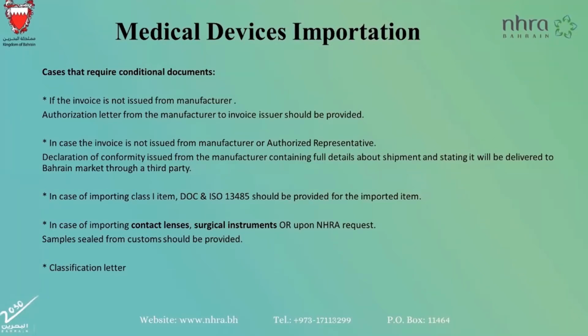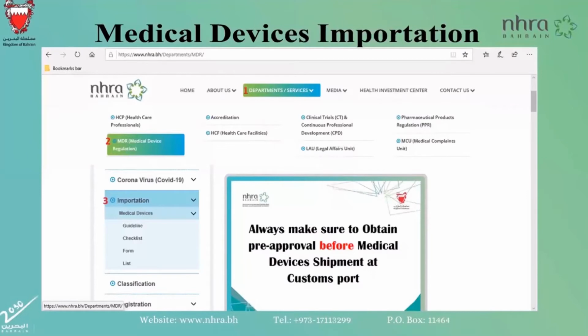In case of importing a Class 1 item, a declaration of conformity and ISO 13485 should be provided for the imported item. In case of importing contact lenses, surgical instruments, or an open NHRA request, a sealed sample from customs should be provided. Also, in some cases, NHRA will ask for a classification letter. Please note that you can find all the importation guidelines and checklist on the NHRA website. Please visit nhra.bh, then go to department, then MDR, then importation to find all the guidelines.